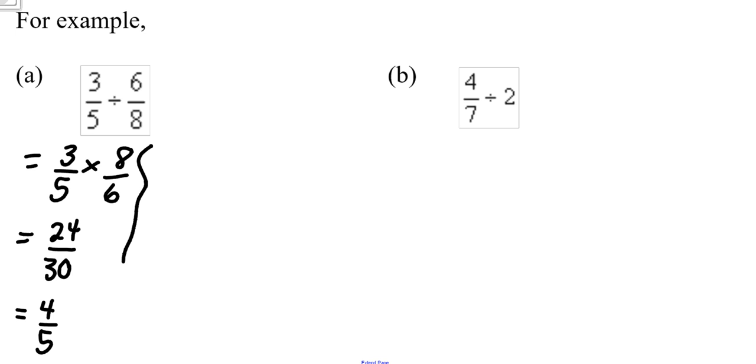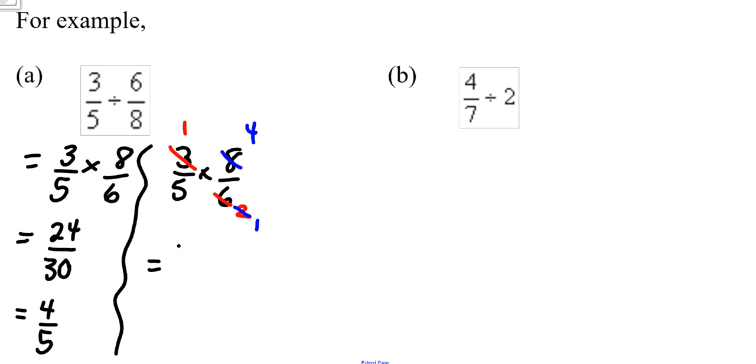Or option 2, we could look at that answer of 24. Oh, sorry. Nope. Go back. We could look at this first step here, 3 over 5 times 8 over 6, and we could look to see what we could cancel. So we could say, for example, that the 6 and the 3 can cancel, and then the 2 and the 8 can cancel, and we're left with 1 times 4 on top and 5 times 1 on the bottom.